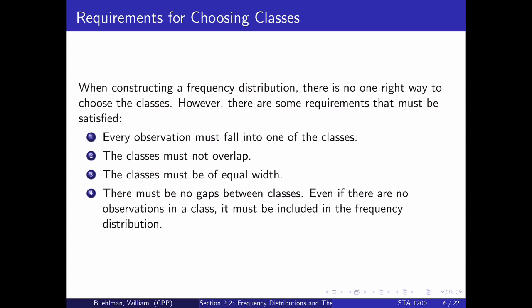The classes must be of equal width. So again, whatever the width of the class is, it has to be the same. It cannot change. There have to be no gaps, and even if there are no observations in that class, we still need to include it. So if 1 to 1.99 had some observations, and then 2 to 2.99 didn't have any observations, we still have to write the class 2 to 2.99, and its frequency would be 0.